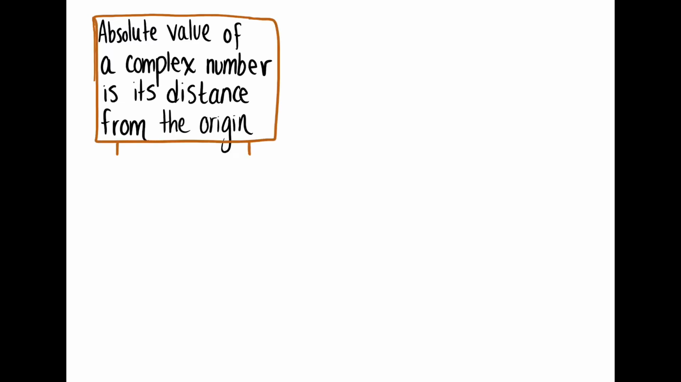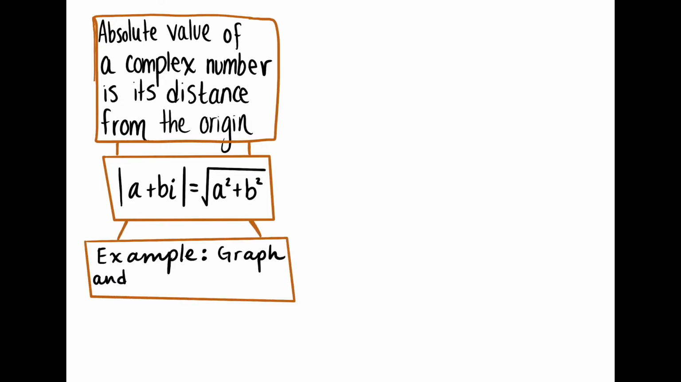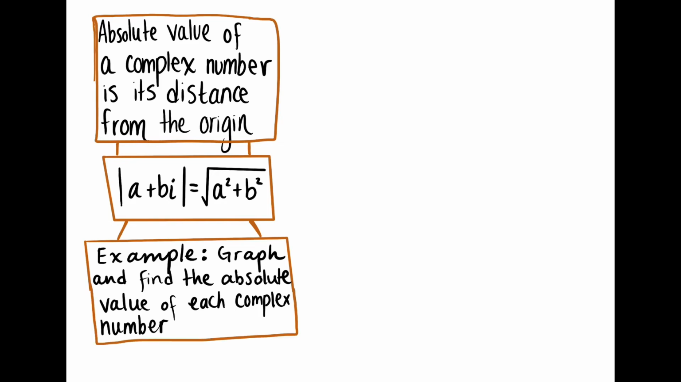Now, if we're going to take the absolute value of a complex number, you're looking for the distance from that point to the origin. So it's actually part of the quadratic formula. It's the square root of a squared plus b squared. That'll give you the distance away from the origin. So we'll take a look at a couple of examples.